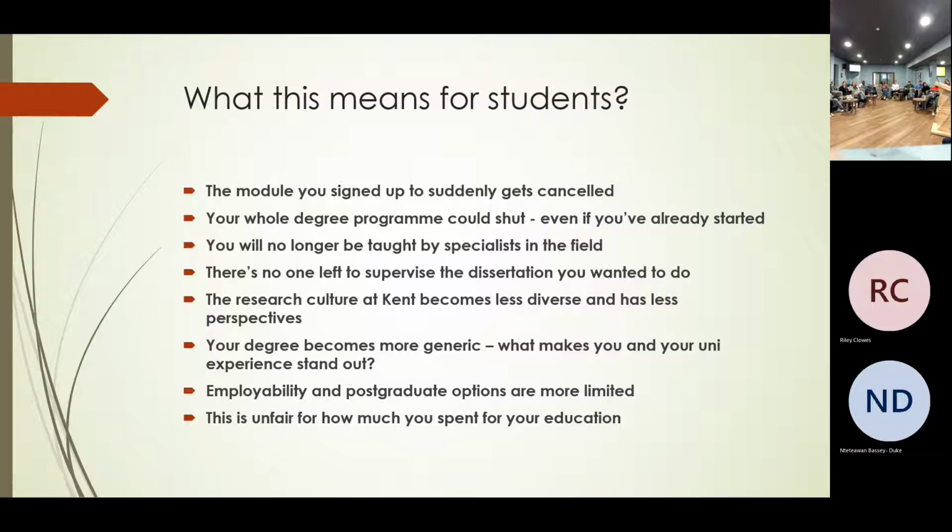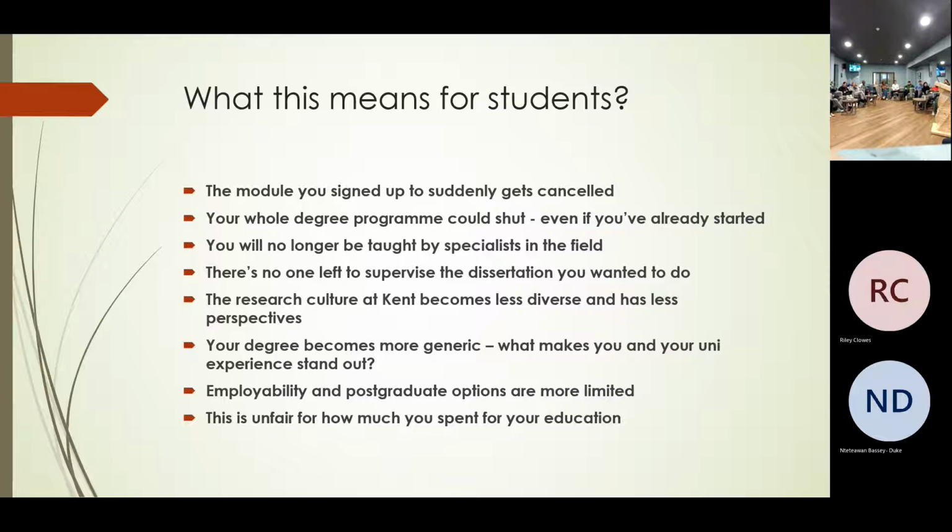Obviously, because it's more generic, there could be staff cuts, so you might not be taught any more by specialists in the fields you want to specialise in. There might not be anyone left to supervise the dissertation. When I was an undergrad here, I was in the School of Arts, and there were 24 staff members in drama. Four years later I come back, and it's so sad to see that number drop from 24 to 12. I couldn't do the dissertation that I did in undergrad because the lecturers I had then were gone.